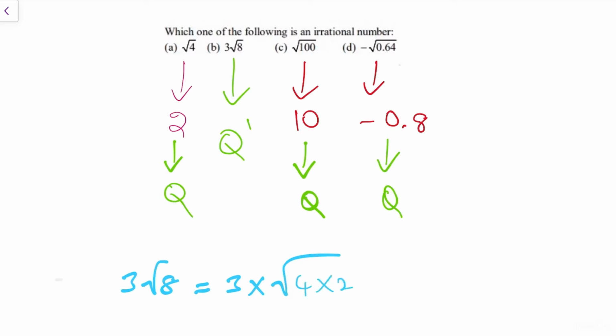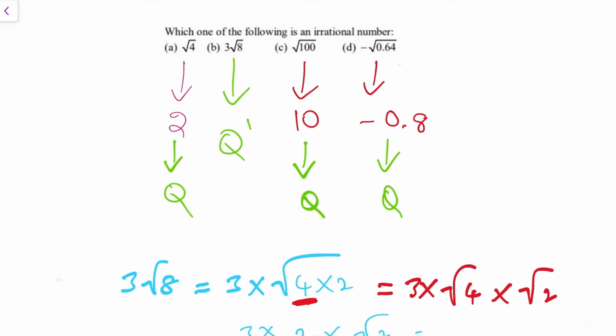I am writing it as 4 twos. So whenever we are writing a number as a product of two or more numbers, we need to make sure that one number is a perfect square compulsorily. Here 8 I am writing as 4 twos. In this, 4 is a perfect square, that is 2 twos are 4. Next, 3 into root 4 into 2, I am separating it as root 4 into root 2. Next, 3 as it is into root 4 is 2 into root 2. 3 into 2, 6 times root 2. Obviously we know 6 root 2 is an irrational number. So option B is confirmed.